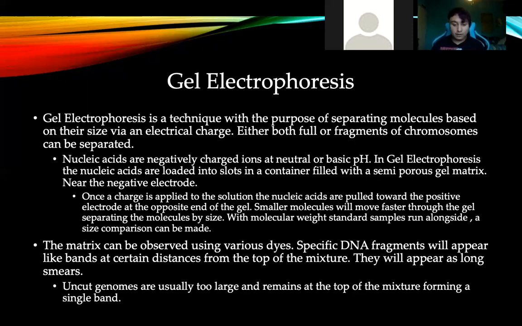There can be a size comparison made as long as you are using the molecular weight standard samples. The matrix can be observed using various dyes or stained DNA fragments, and they'll appear like bands at certain distances from the top of the mixture. They will essentially appear as long smears. Uncut genomes are usually too large and remain at the top of the mixture, forming one single, large strand. Next slide, please.